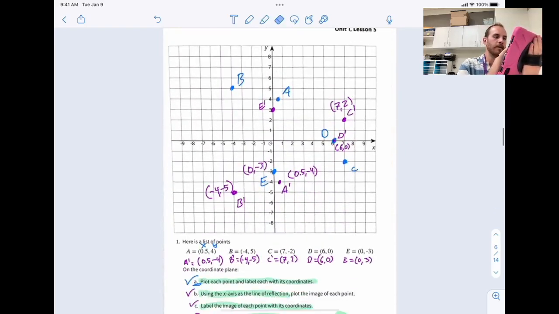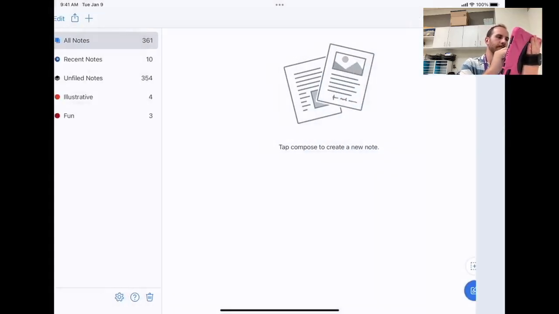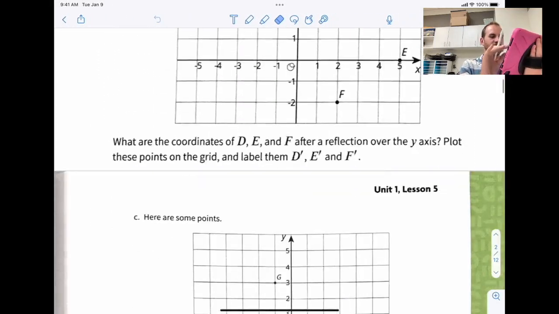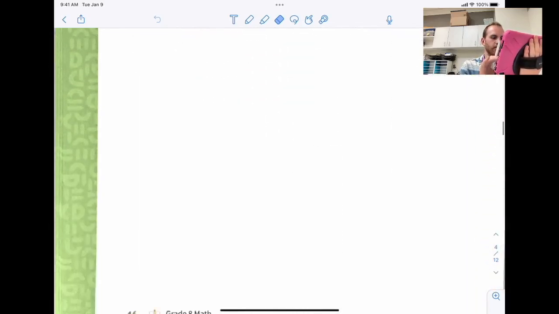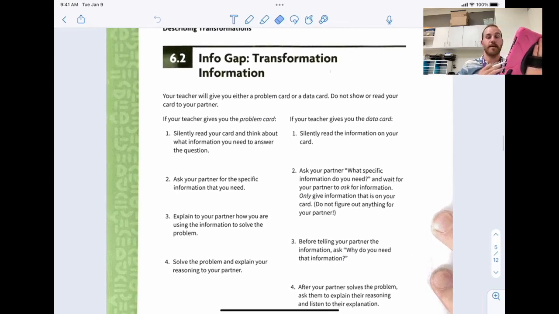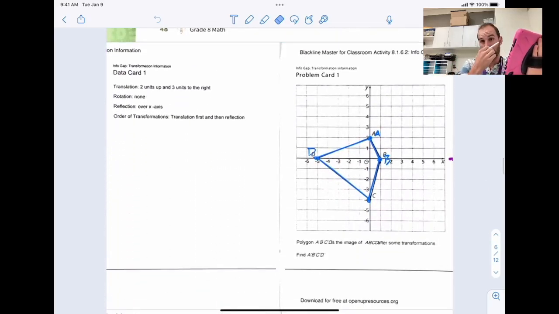Okay? All right, so, that's all that stuff. We're back on lesson 5. Let's go to lesson 6, because lesson 6 is amazing. All right, so the activity today, these are all practice problems, 6.2 transformation information. Now, there's a lot of instructions here: you're going to get a problem card, somebody's going to get a data card, and you're going to silently read the card, look at the information, and ask your partner for specific information. The idea here is I want you to know what information you need to give, but I feel like we can just review that by looking at this paper ourselves.